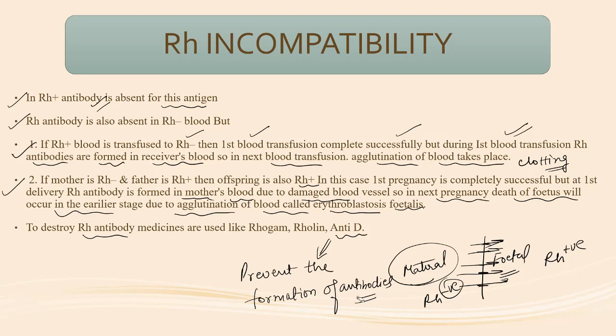This condition is known as what? Erythroblastosis fetalis. To prevent this condition, we give anti-D vaccine or Rogam or Rholin vaccines. These medicines are used. Understood? So this is about Rh incompatibility.